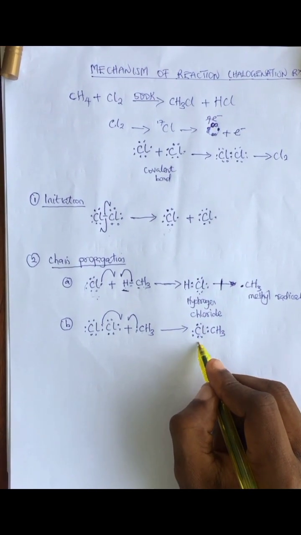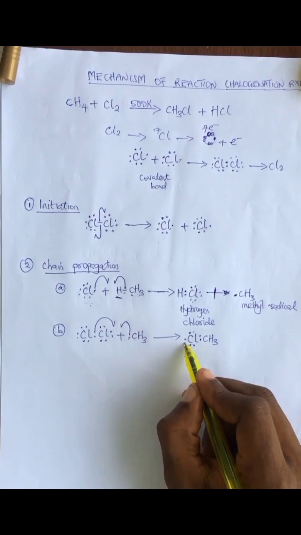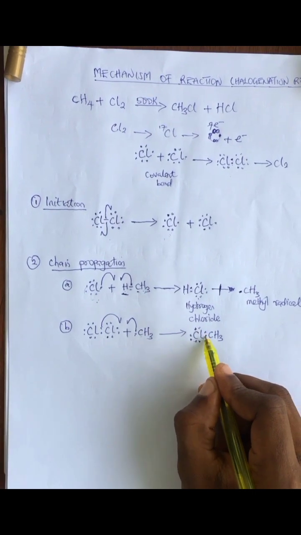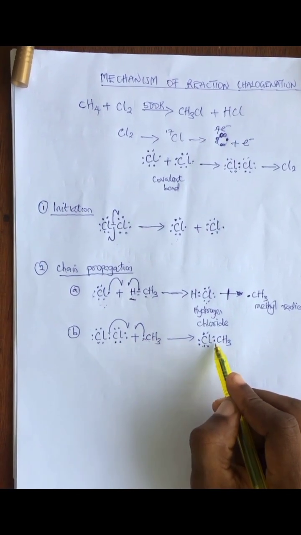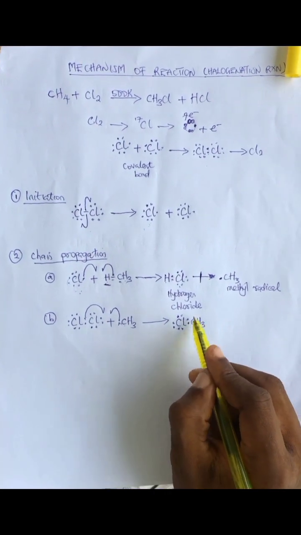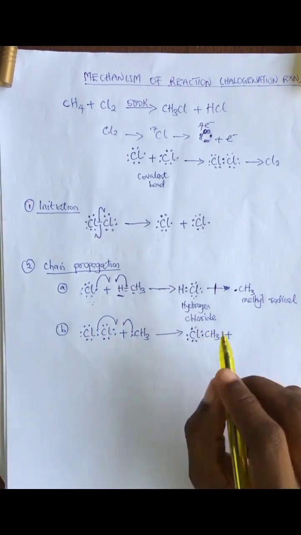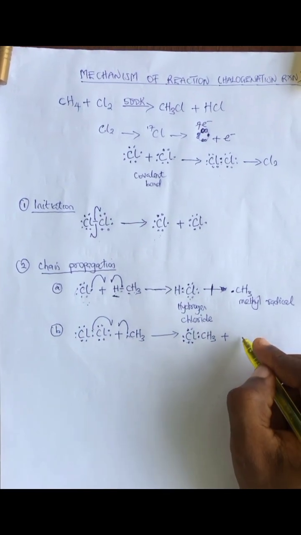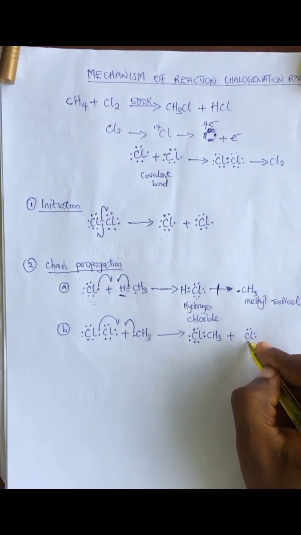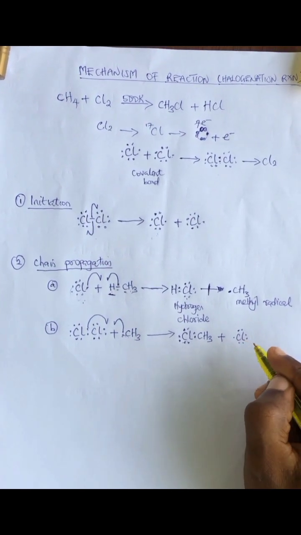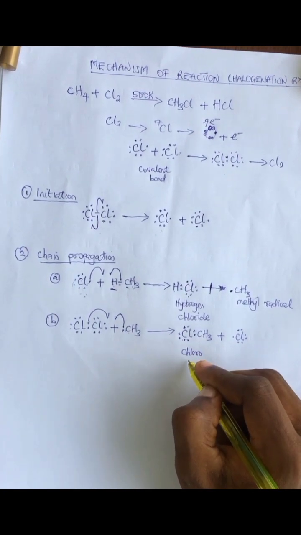You know, this chlorine went with 7 electrons. 1, 2, 3, 4, 5, 6, 7. This other electron is gotten from our methyl radical to make everything here stable. And then what will be left here would be a chlorine radical. 1, 2, 3, 4, 5, 6, and 7. This is what we call chloromethane.